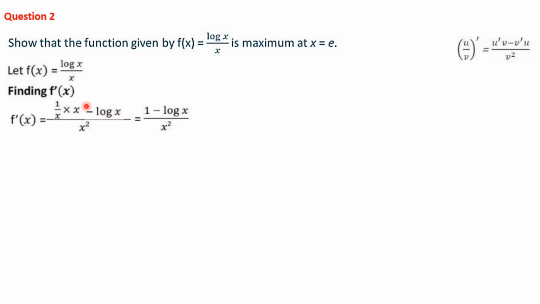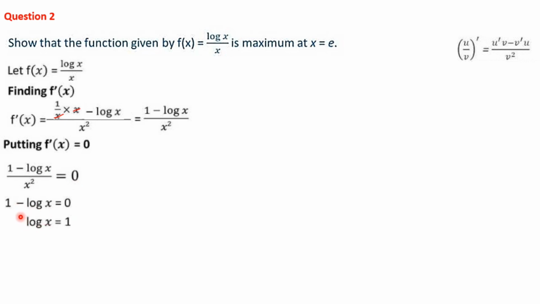Then here x and x we can cancel, and after cancelling we will be getting 1 into 1, that is 1 minus log x divided by x square. Equated with 0, 1 minus log x by x square equal to 0, that means 1 minus log x is equal to 0. Minus log x, if you bring to the right side, it comes as plus log x. So log x is equal to 1.